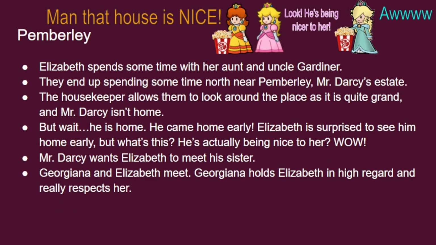Now, later in the year, with the arrival of summer, Elizabeth spends some time with her aunt and Uncle Gardner. They end up spending some time north near Pemberley, Mr. Darcy's estate. They are allowed by the housekeeper to look at the house since it is quite a grand place, and it seems Mr. Darcy isn't home. Elizabeth is fascinated by the house and all the area around it. The housekeeper continuously praises Mr. Darcy as a good man.